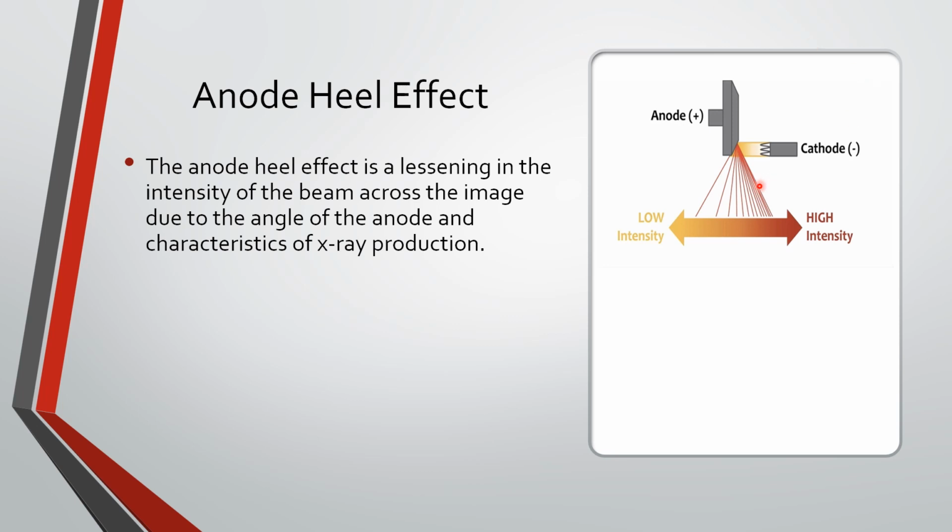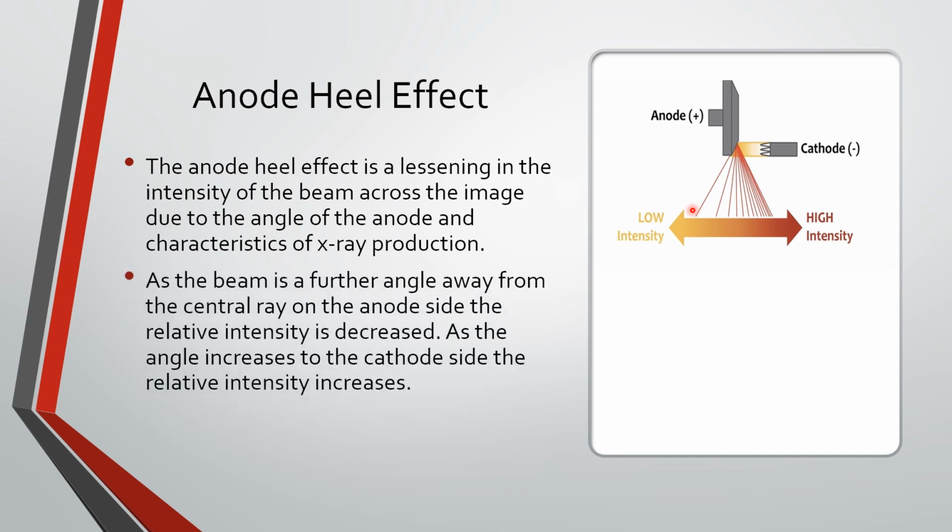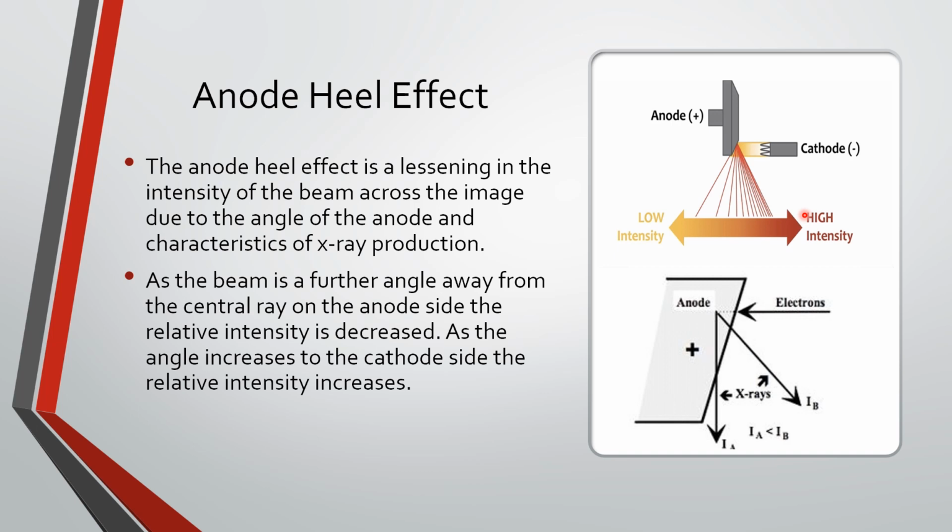So across the image, the further away the central ray is on the anode side, so the further away from the central ray towards the anode side, the relative intensity of the beam is decreased, and as the angle increases to the cathode side, the relative intensity increases. This is due to the way that the X-rays are made. It's also due to the angle of the anode.